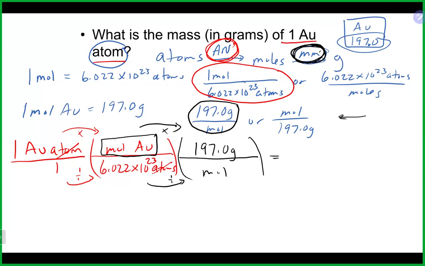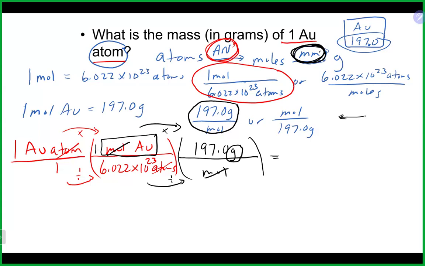And now here the moles will cancel. The only unit left at this point is grams, which is ultimately what we're looking for. So we're going to, as we talked about before, multiply everything up on top, which these are all ones, basically, except for the last number, which is 197. You don't really need to multiply them by 1 because you'll get 197 at the end.